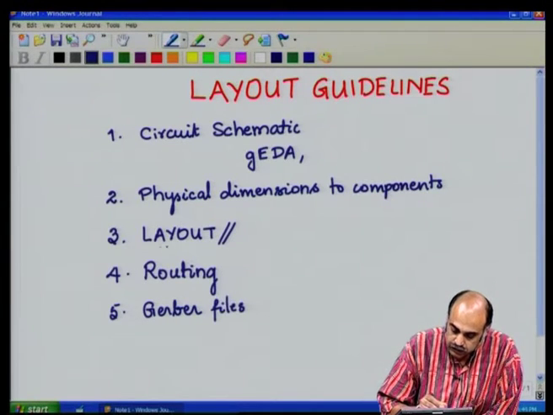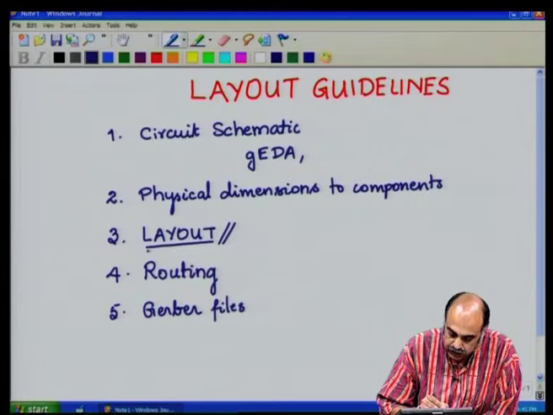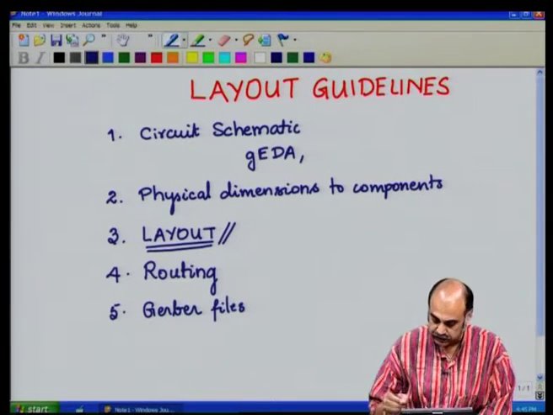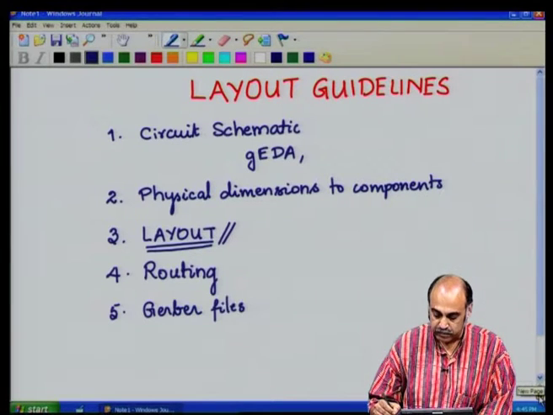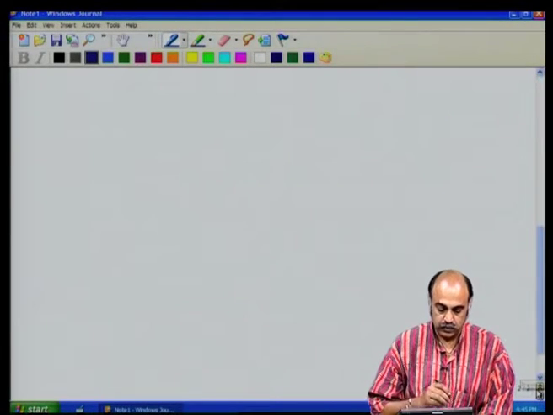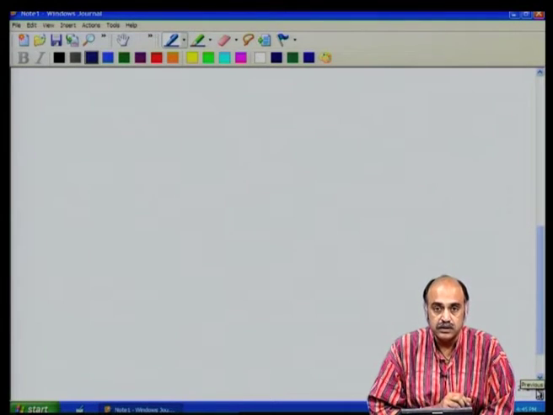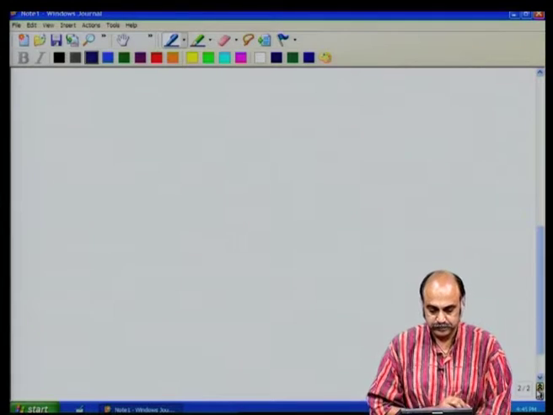So, now let us discuss something about this aspect, the layout aspect, the layout guidelines, which can have a bearing on your routing and the issues that we have been discussing till now, that is the parasitics.